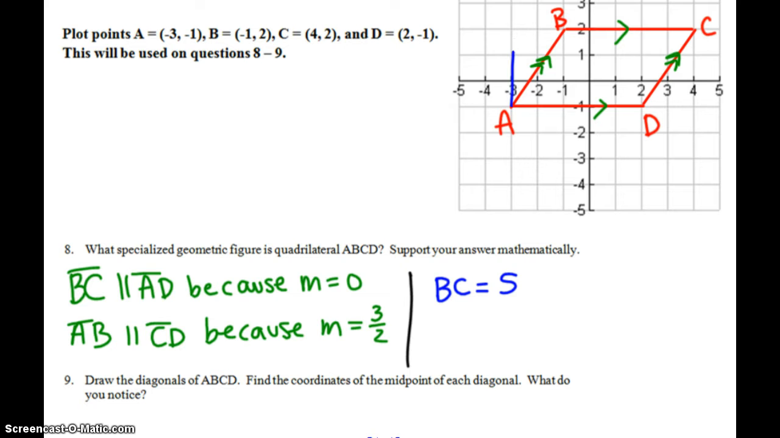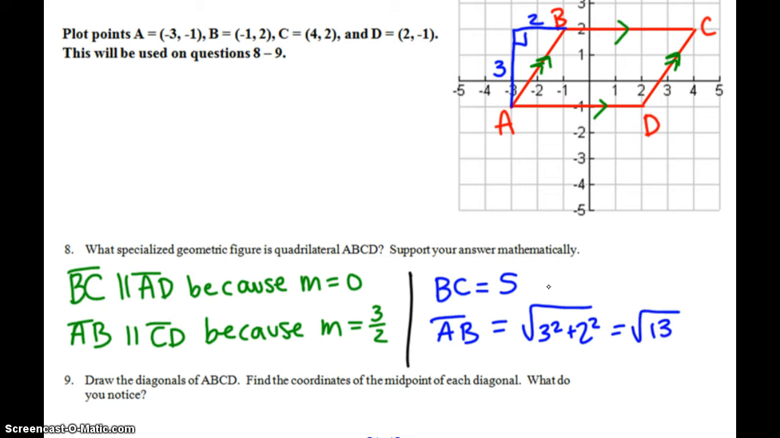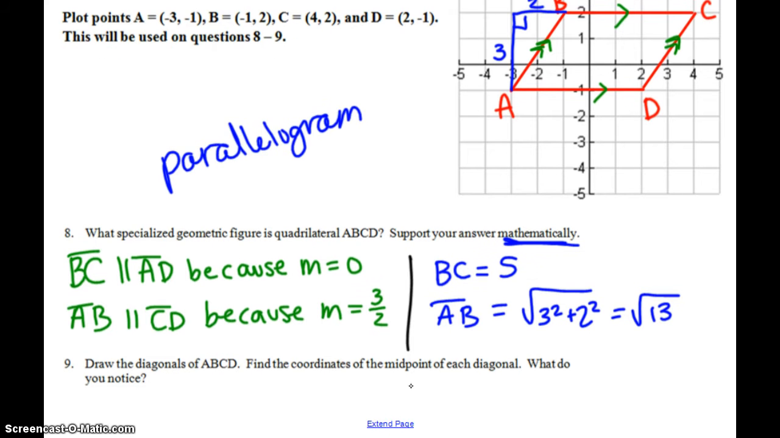AB, remember we can use Pythagorean's theorem. So this is 3 squared plus 2 squared, and you would square root that. So AB is the square root of 3 squared plus 2 squared, okay? And that would give me the square root of 13. Because 5 and 13 are not the same, this is not a rhombus, therefore it is a parallelogram. Okay, you must support your answer mathematically. Some of you will forget to do that on the quiz.